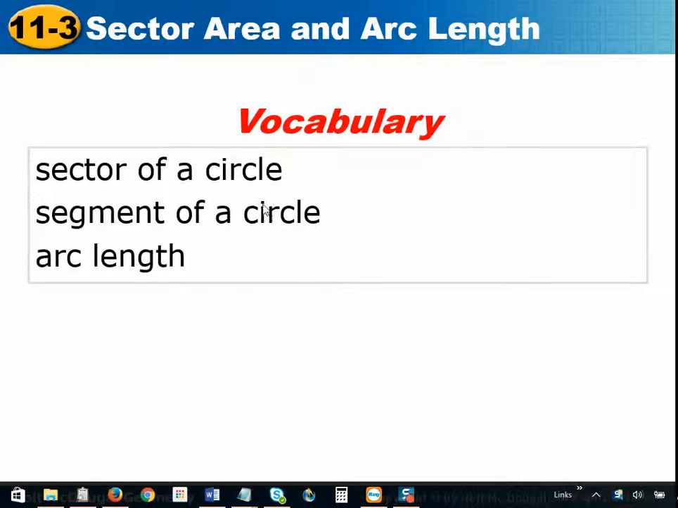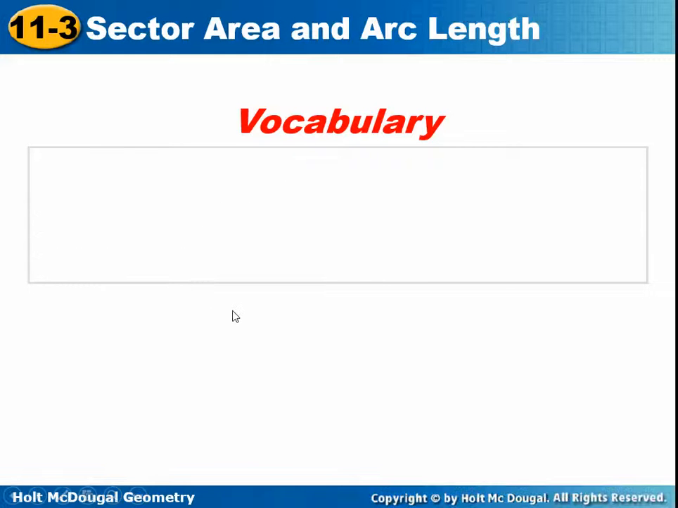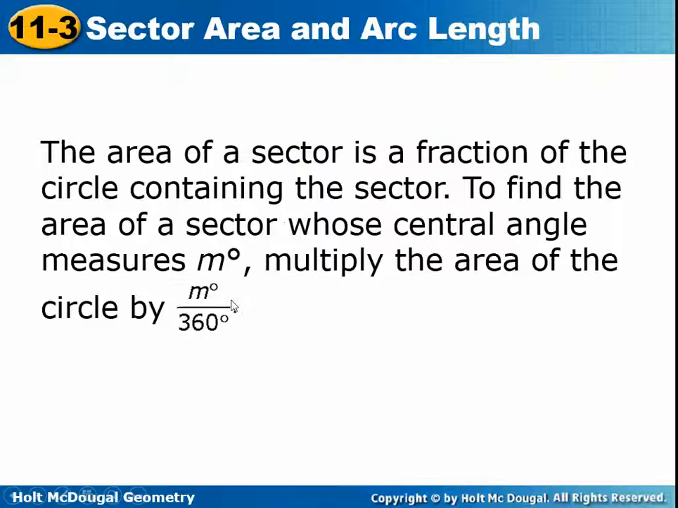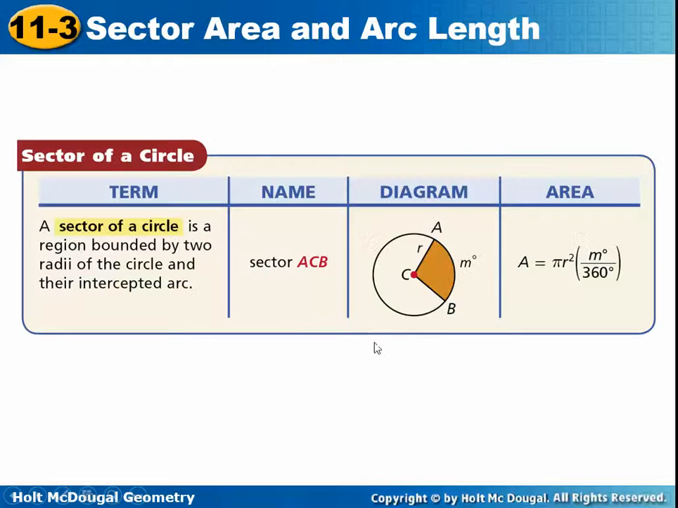Vocabulary is sector of a circle, segment of a circle, and arc length. The area of a sector is a fraction of the circle containing the sector. To find the area of a sector whose central angle measures m degrees, you find the area of the whole circle and multiply that by m over 360.